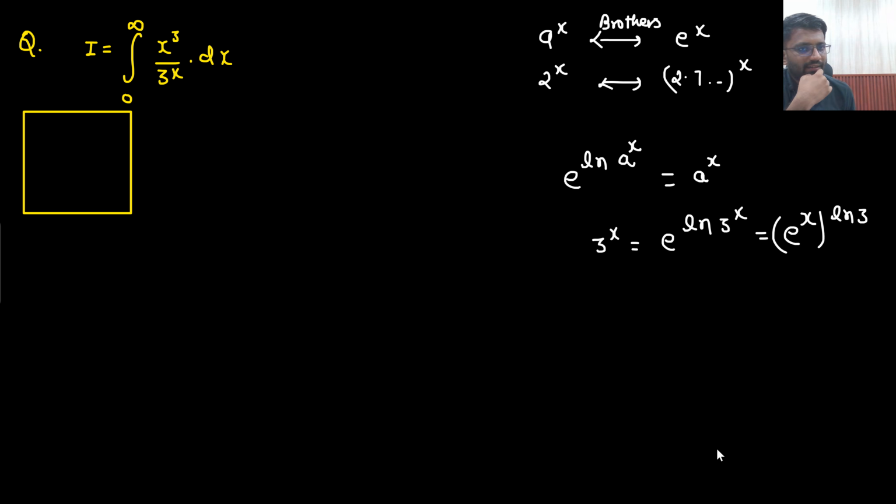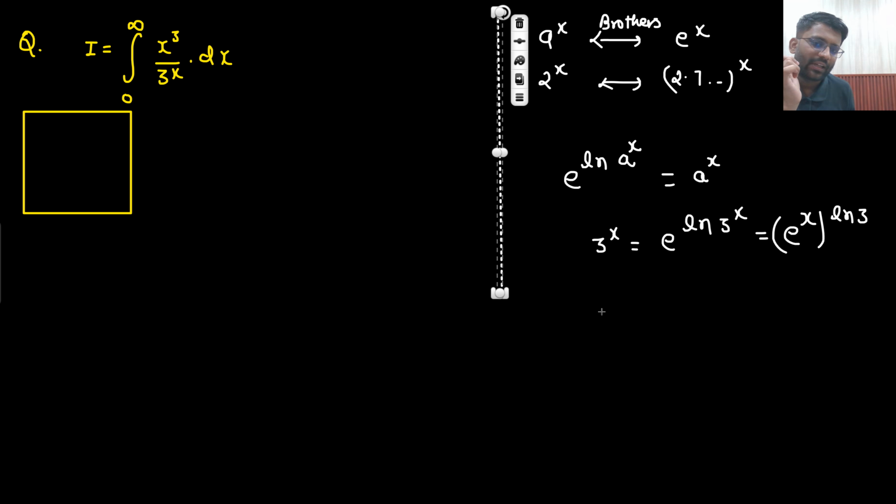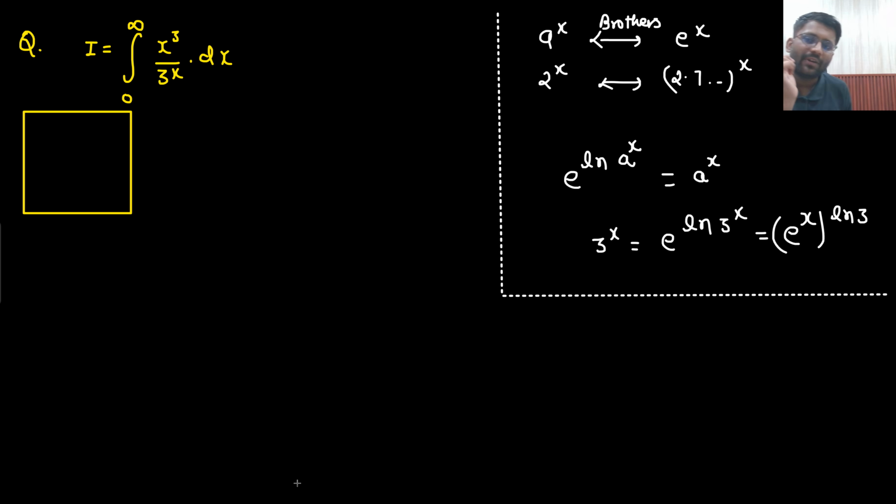So what is the scenario here? All these things were just to tell you that they are interrelated. So what I would do is assume 3 to the power x as e to the power t. Say yes or no. Can I assume in this manner?